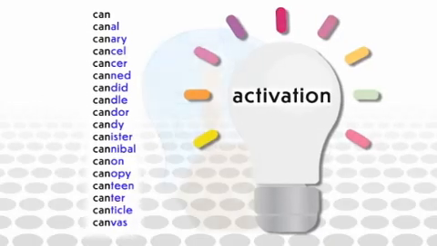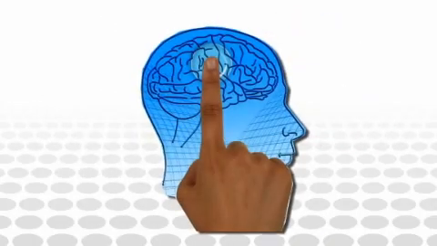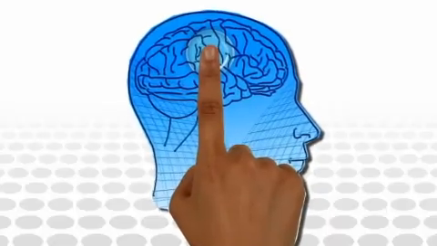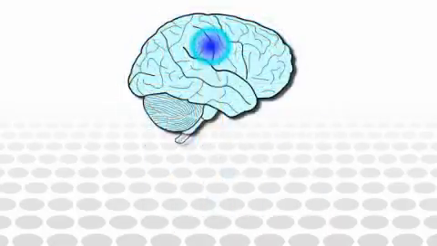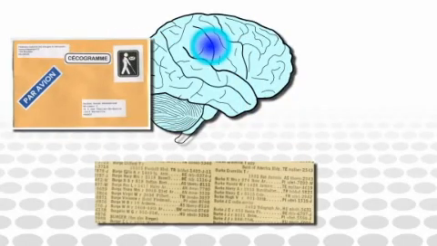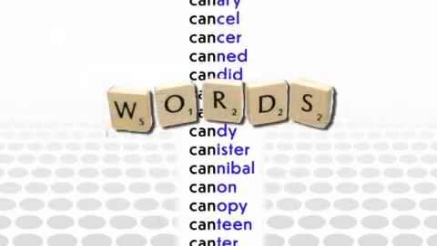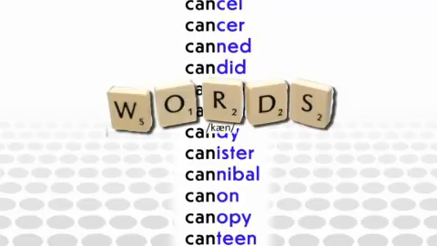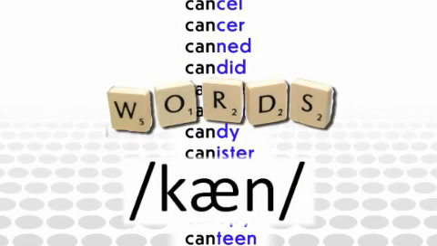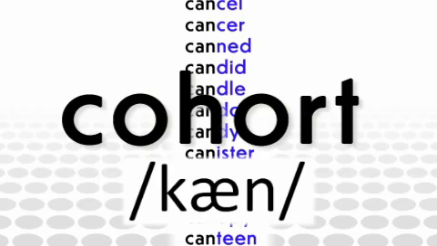Activation refers to the ease with which any item in our long-term memory can be fully recalled. This applies to any item in memory, such as phone numbers, mailing addresses, as well as words. A native English speaker knows that a group of words begins with the syllable "can." The activated group of words is called a cohort, hence the name of the model.